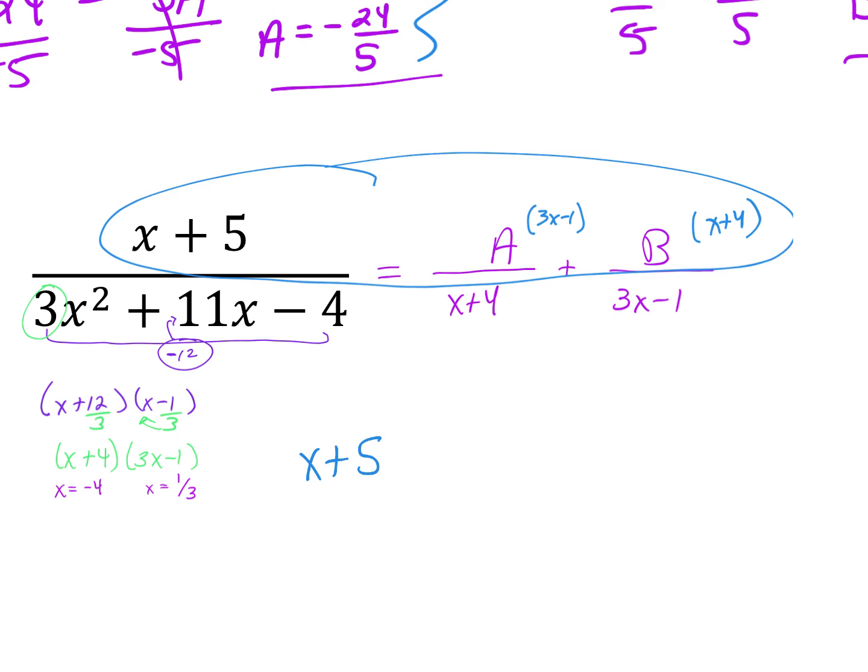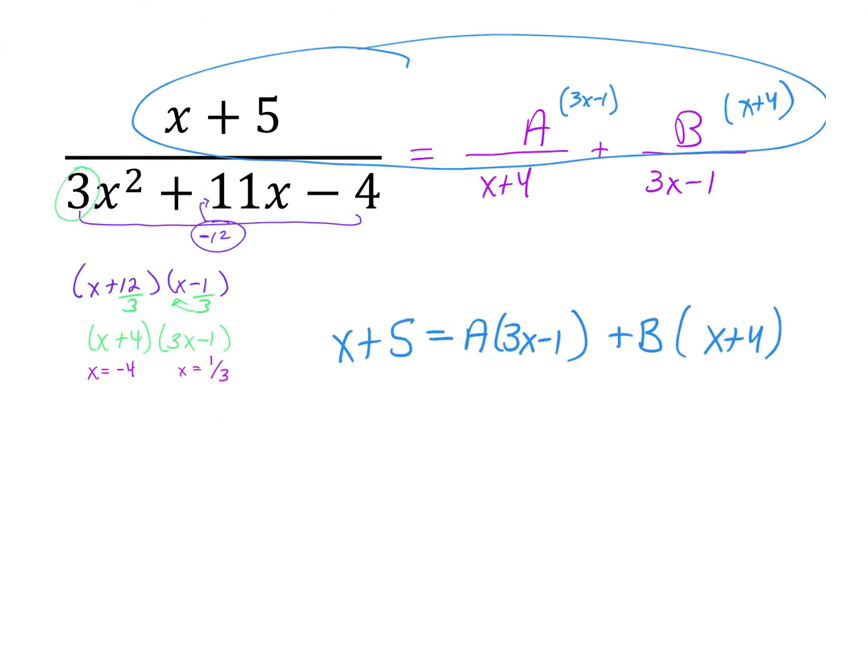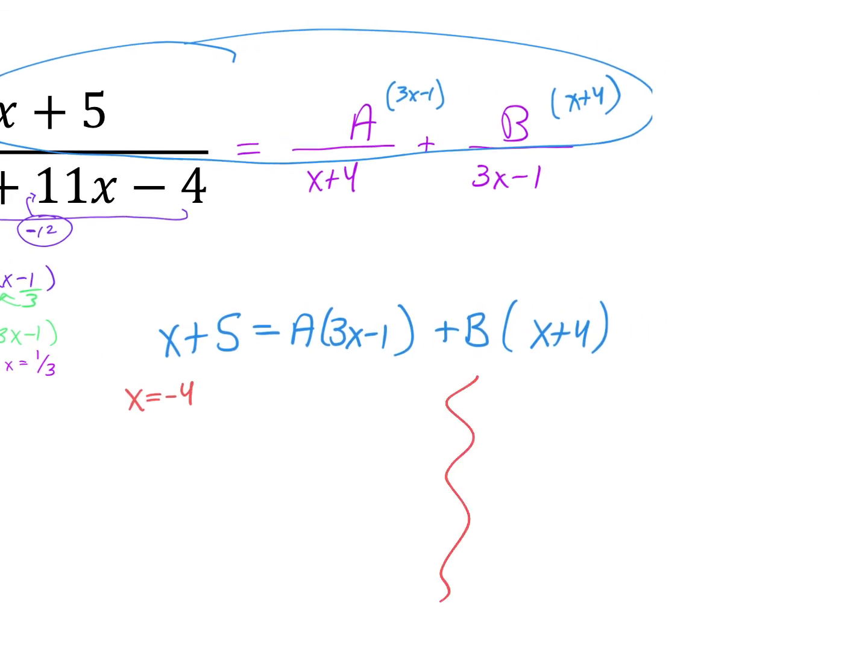x plus 5 equals a times 3x minus 1 plus b times x plus 4. Go back to the beginning. What two values did we say we were going to use? We're going to evaluate where x equals negative 4 and where x equals positive 1/3.